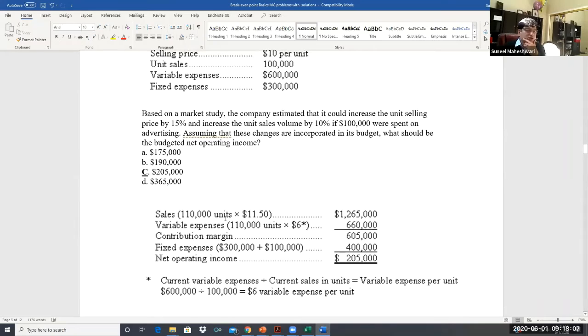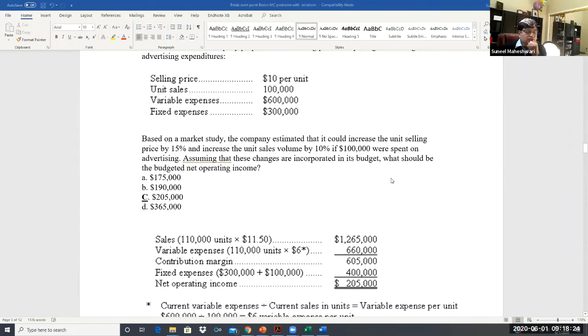If you increase your selling price by 15%, your new selling price will be $11.50. Any questions on that, please? Your variable expense still is at $6, which is given to you. Your number of units have increased by 10%, so 110,000 is the new units. And your expenses have gone up by 100,000.